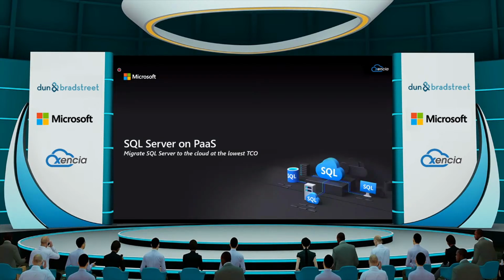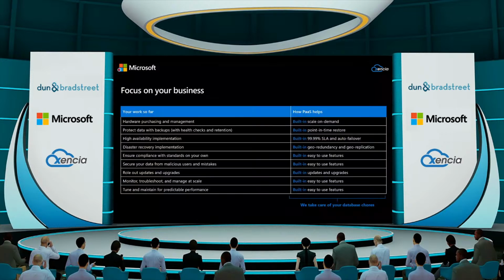Now let's move on to the platform as a service model, and how Microsoft provides MS SQL Server in a platform model with different options. Before we get into the different models, we can see how this platform as a service model helps us. So far, hardware purchasing and management is something that we would have worked on, whereas here it is built-in: scale on demand, and protect data with backups. It has built-in point-in-time restore. High availability implementation is built in, with a 99.99% SLA and auto failover. Disaster recovery implementation has built-in geo redundancy and geo replication. Ensuring compliance with standards, which you would do on your own, comes with built-in easy features.